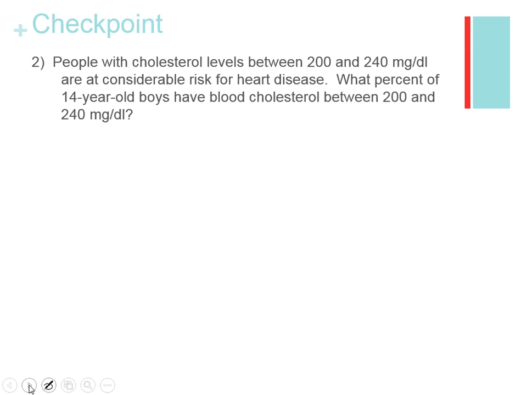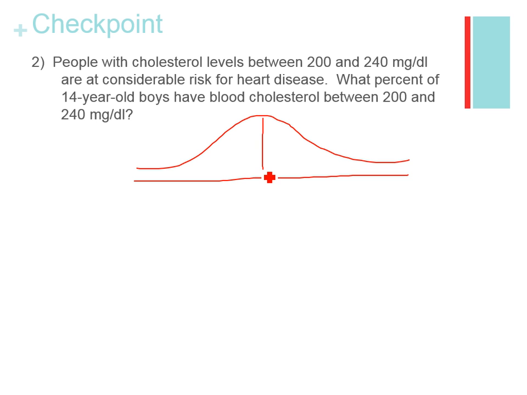Question number 2, it says people with cholesterol levels between 200 and 240 milligrams per deciliter are at considerable risk for heart disease. What percent of 14-year-old boys have blood cholesterol between 200 and 240 milligrams per deciliter? If I go back to my normal curve again, here's 170 down the middle. Here's 200, here's 230, so maybe 240 might be right about here. So I want to know, what's the area under the normal curve between these values here.